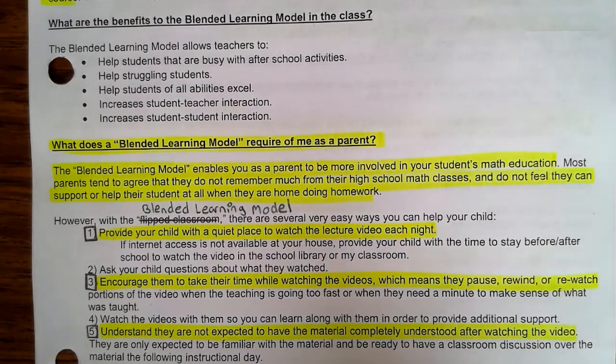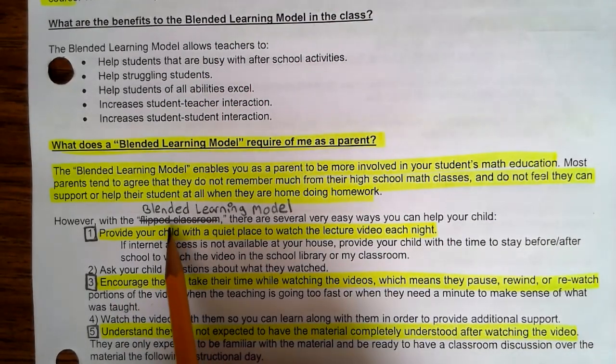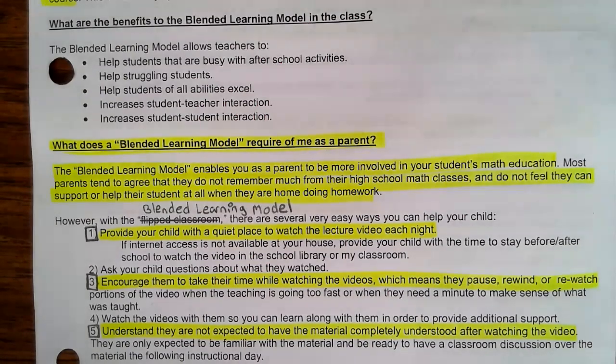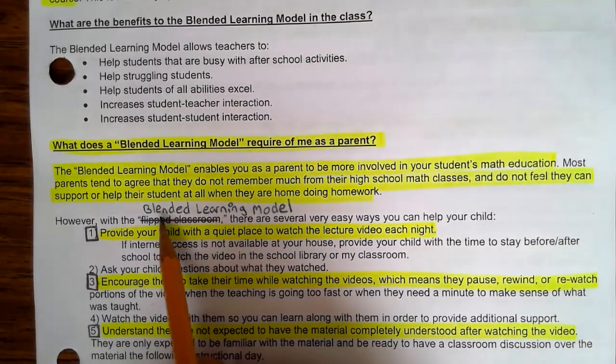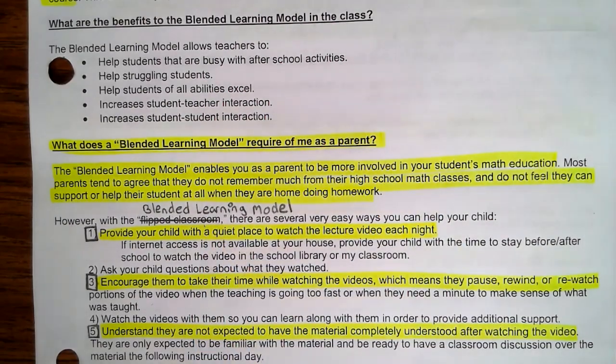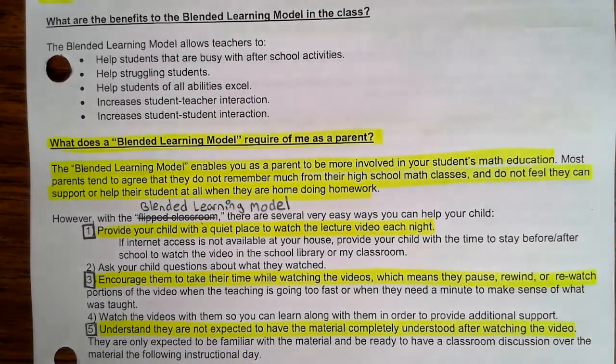Now, you'll notice that I marked out flipped just because last year I really just did a flip model, okay? I started using blended at the end of last year, when I realized flipped wasn't adequate enough, and that's where I've moved to a blended learning model, which incorporates a flipped and a traditional model, okay? Now, with the blended learning model, there are ways you can help your child.